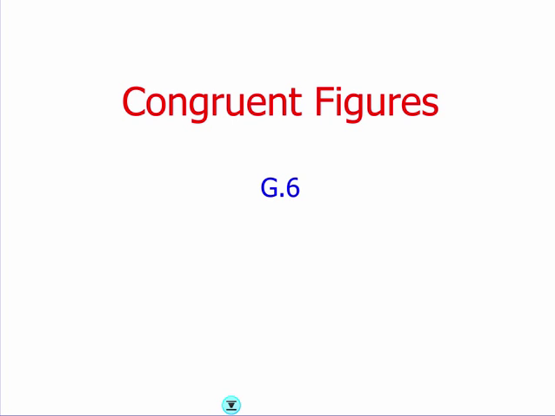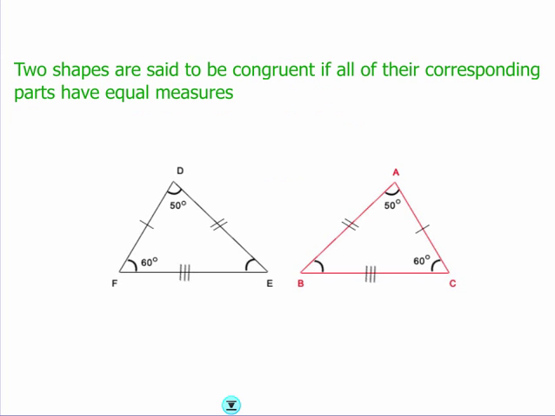For this video, we are going to be discussing congruent figures. Congruent figures are just two shapes that have all of their corresponding parts with equal measures. So two shapes are said to be congruent if all of their corresponding parts have equal measures.